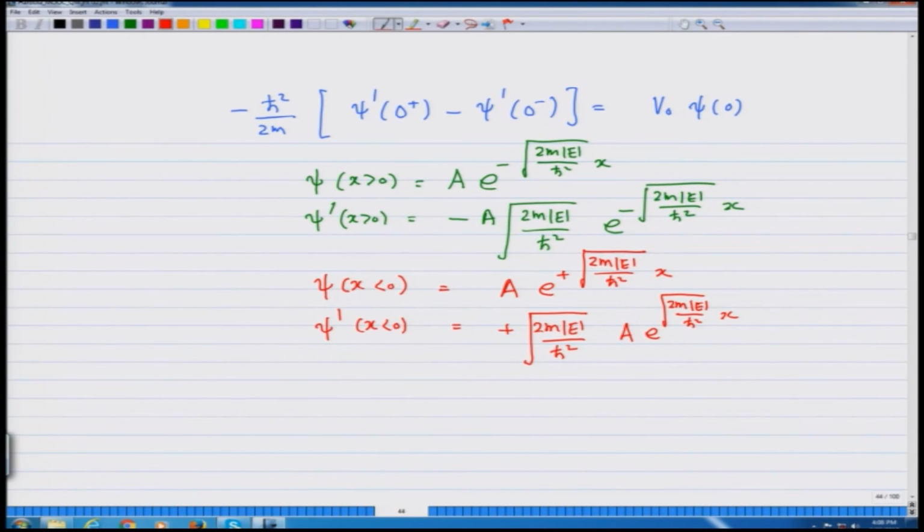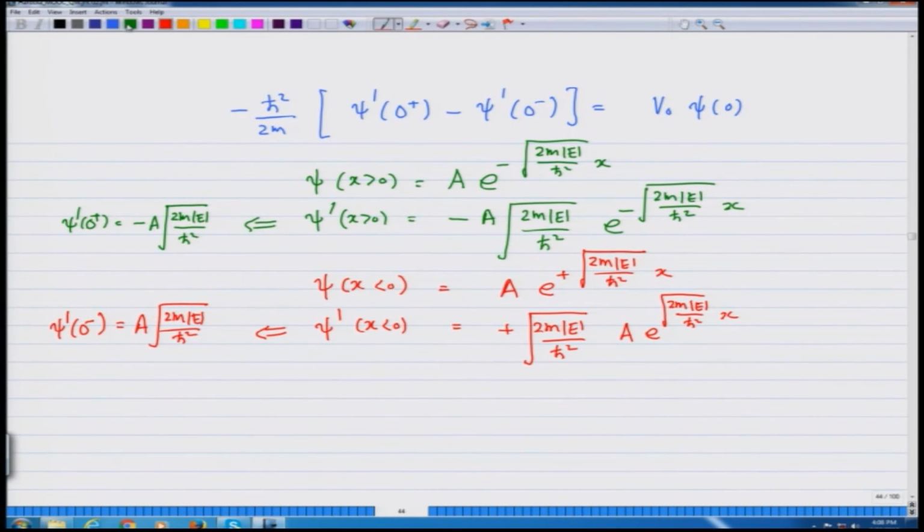So, this immediately implies that psi prime 0 plus is equal to minus a square root of 2m mod E over h cross square. The lower side immediately implies that psi prime 0 minus is equal to a square root of 2m mod E over h cross square, and psi 0 of course is a.